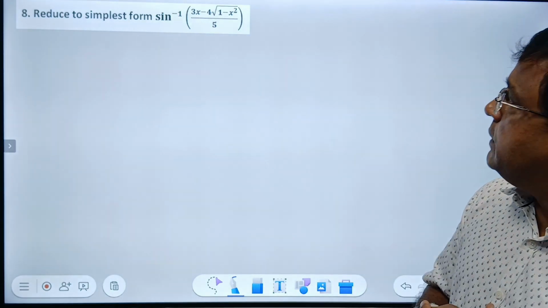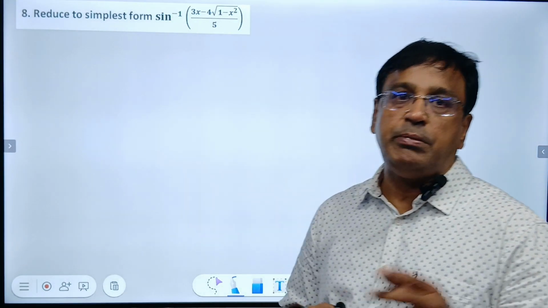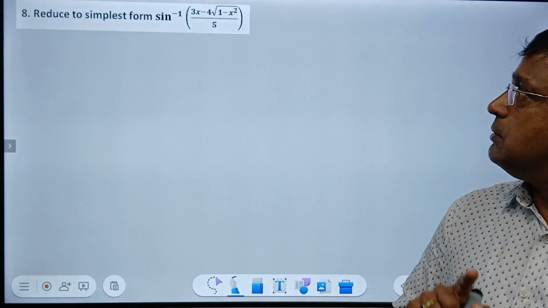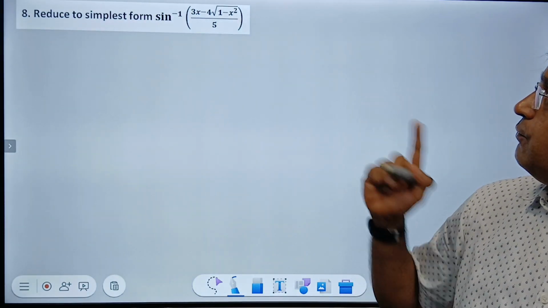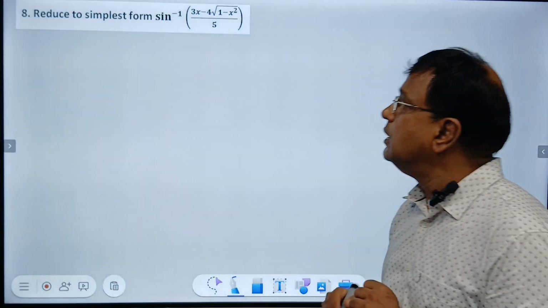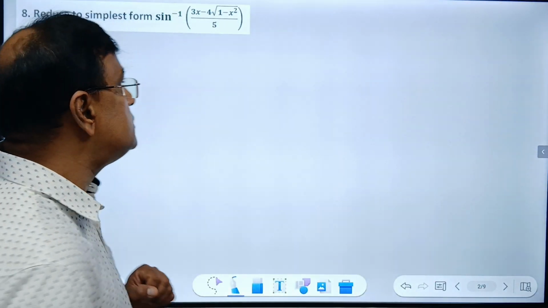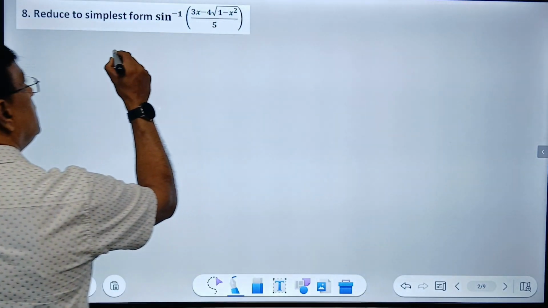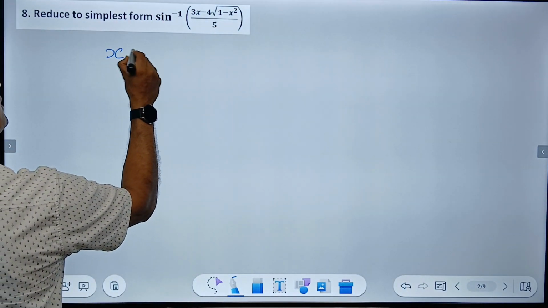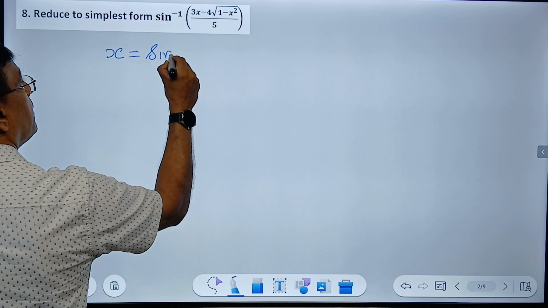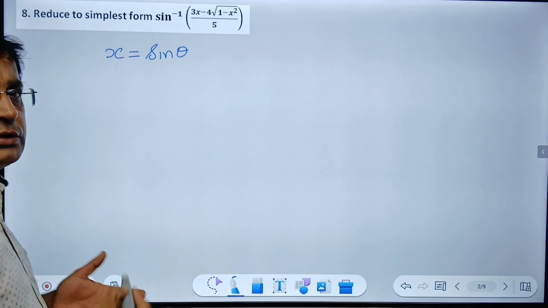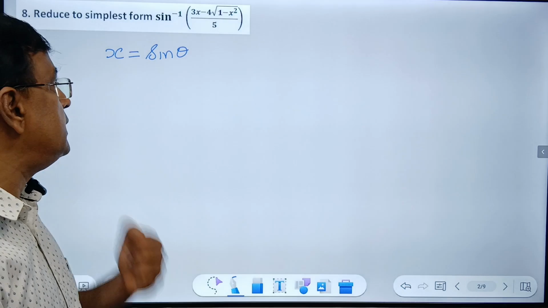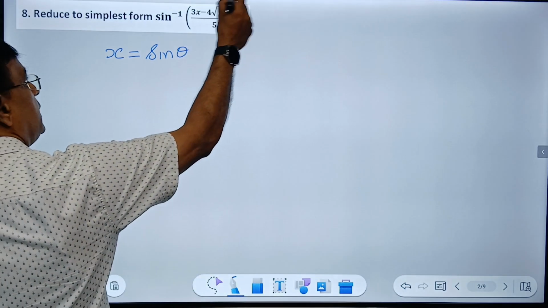So here, if you notice very carefully, 3, 4, 5 are Pythagorean triplets. So that is something that you have to watch. Then, since you have root of 1 minus x square, I will put x as sine theta. If you want, you can put x as cos theta also. But here I will put x as sine theta because it is root of 1 minus x square.